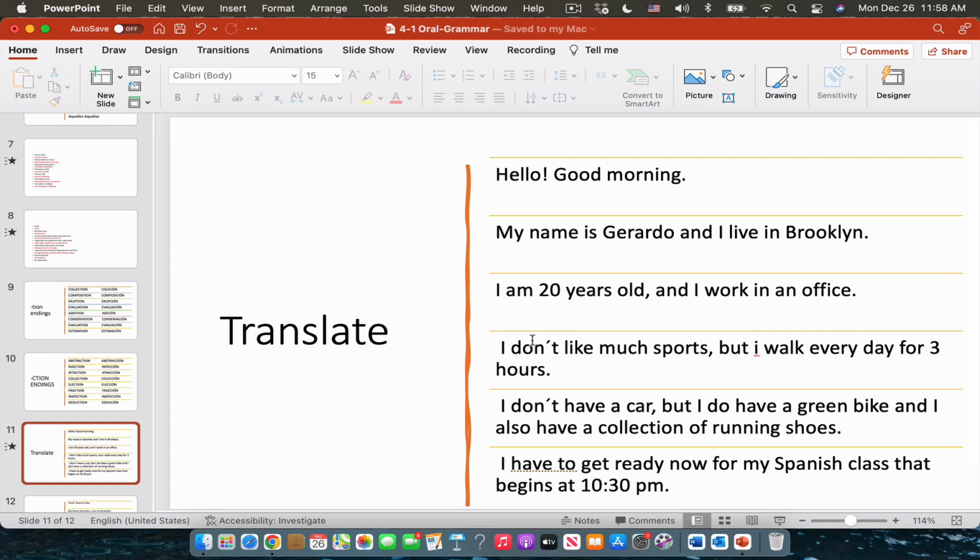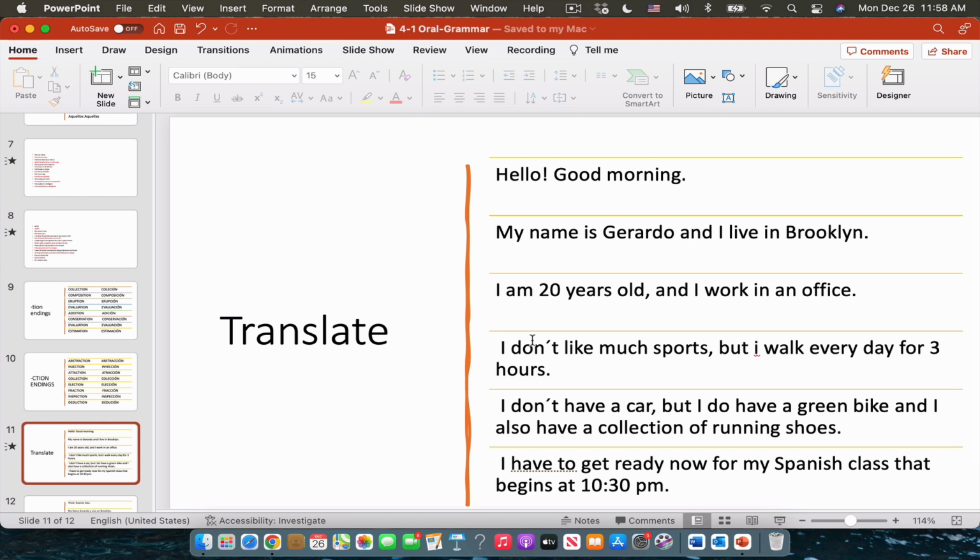No, I don't have a car. Yo no tengo un carro. But I do have a green bike. Pero yo tengo una bicicleta verde. Yo tengo una bicicleta verde, green. I have a green bike, una bicicleta verde.